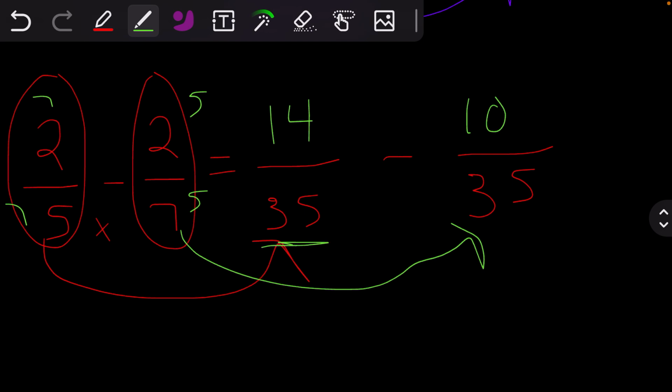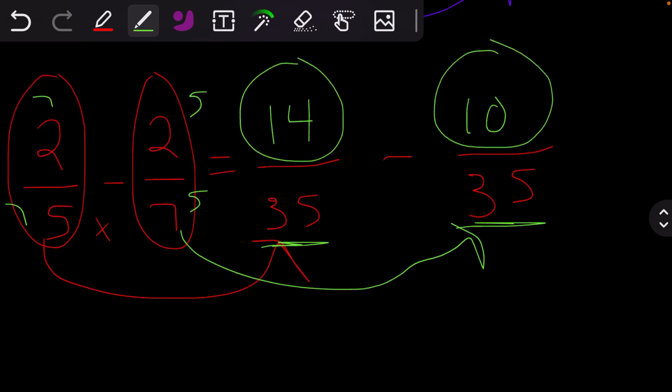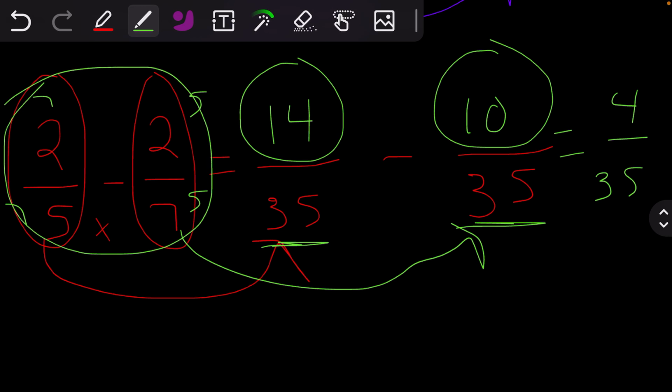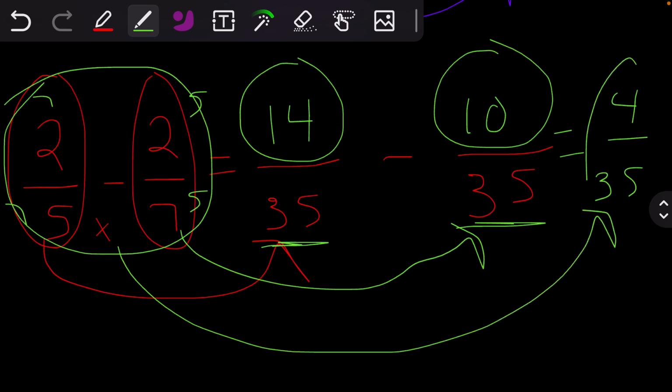Now that we have both of our fractions cut up in the same amount of pieces, and we made sure that we scaled up the numerators, all we have to do is subtract. When you subtract fractions, the denominator stays the same. Now we just have to subtract the numerators, which is 14 minus 10. That's going to give us 4. So 2 over 5 minus 2 over 7 is going to equal 4 over 35.